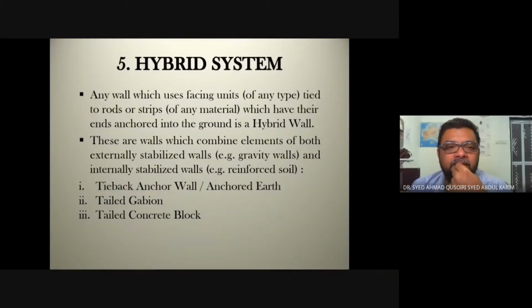Okay, the last type is the hybrid system. So hybrid system, any system which uses a facing unit and any type of rods or strips of any material that have their ends anchored to the ground is a hybrid wall. So it is a combination of elements of both externally stabilized walls and internally stabilized walls. So it combines both. Okay? So tie-back anchor wall, anchored earth, tail gabion, and tail concrete block.